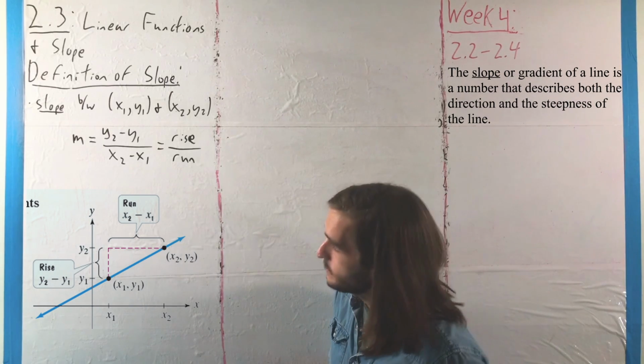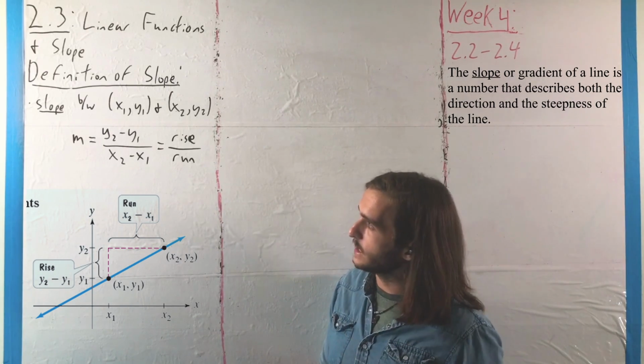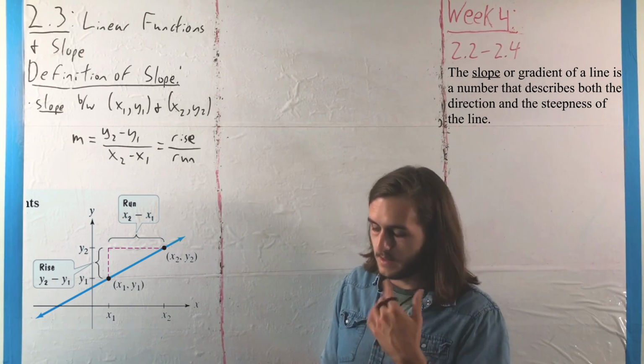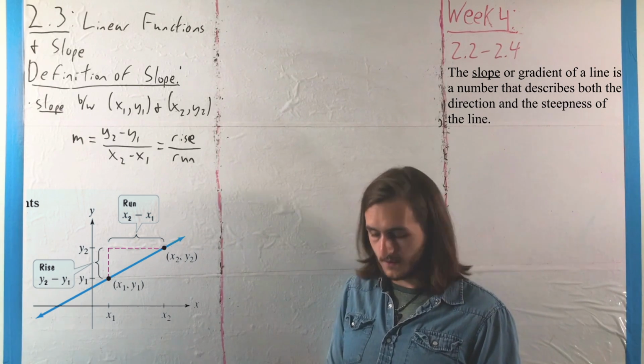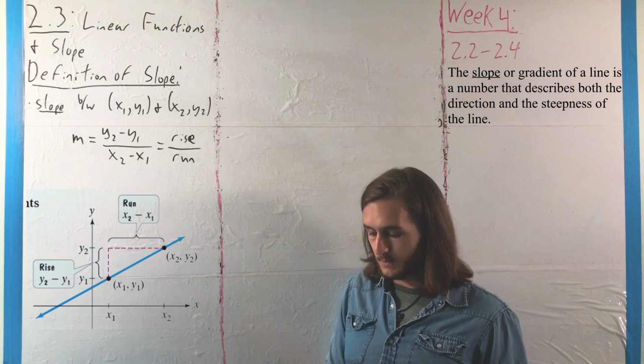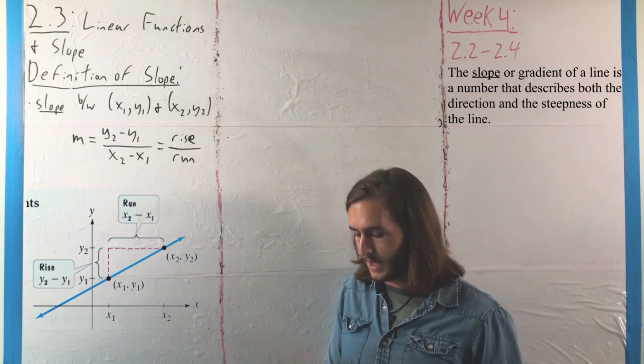So if we're trying to find the slope of a line between two points (x1, y1) and (x2, y2), that's just rise over run. That's the amount it goes up over the amount it goes from left to right. That is, y2 minus y1 over x2 minus x1.